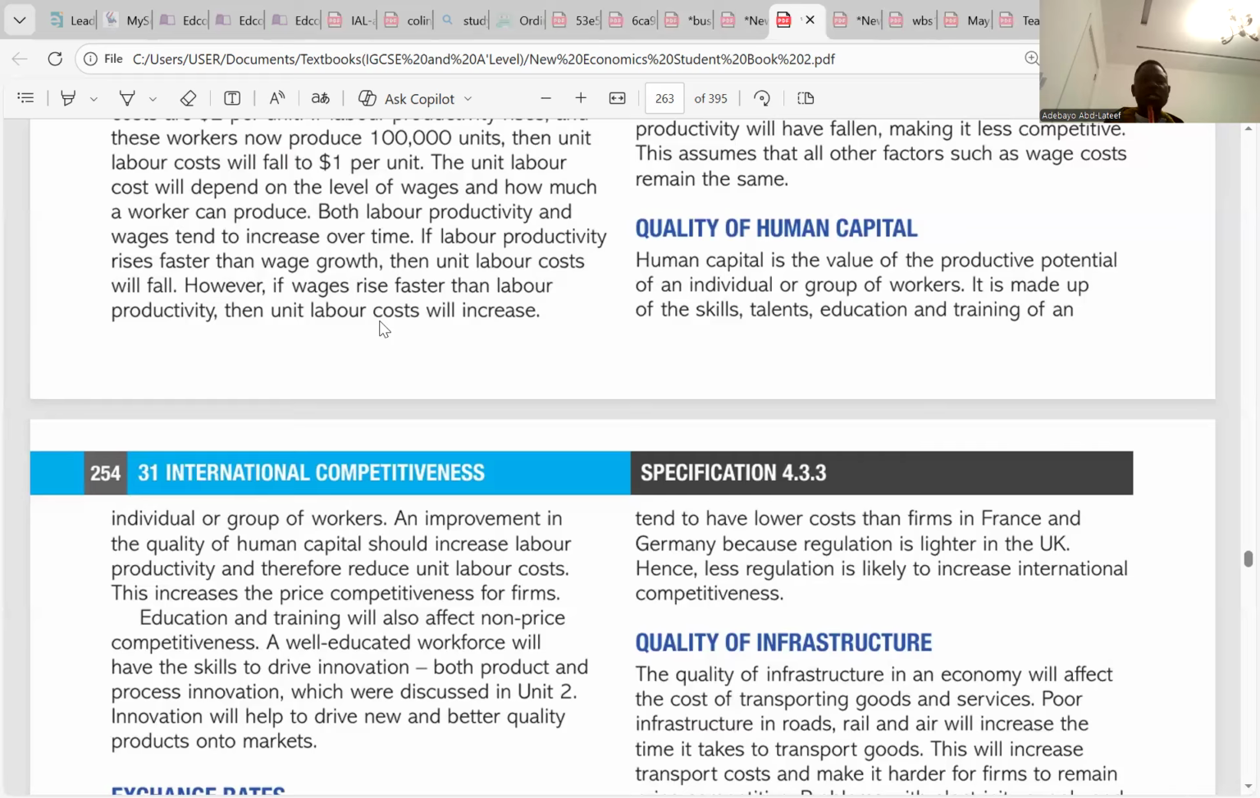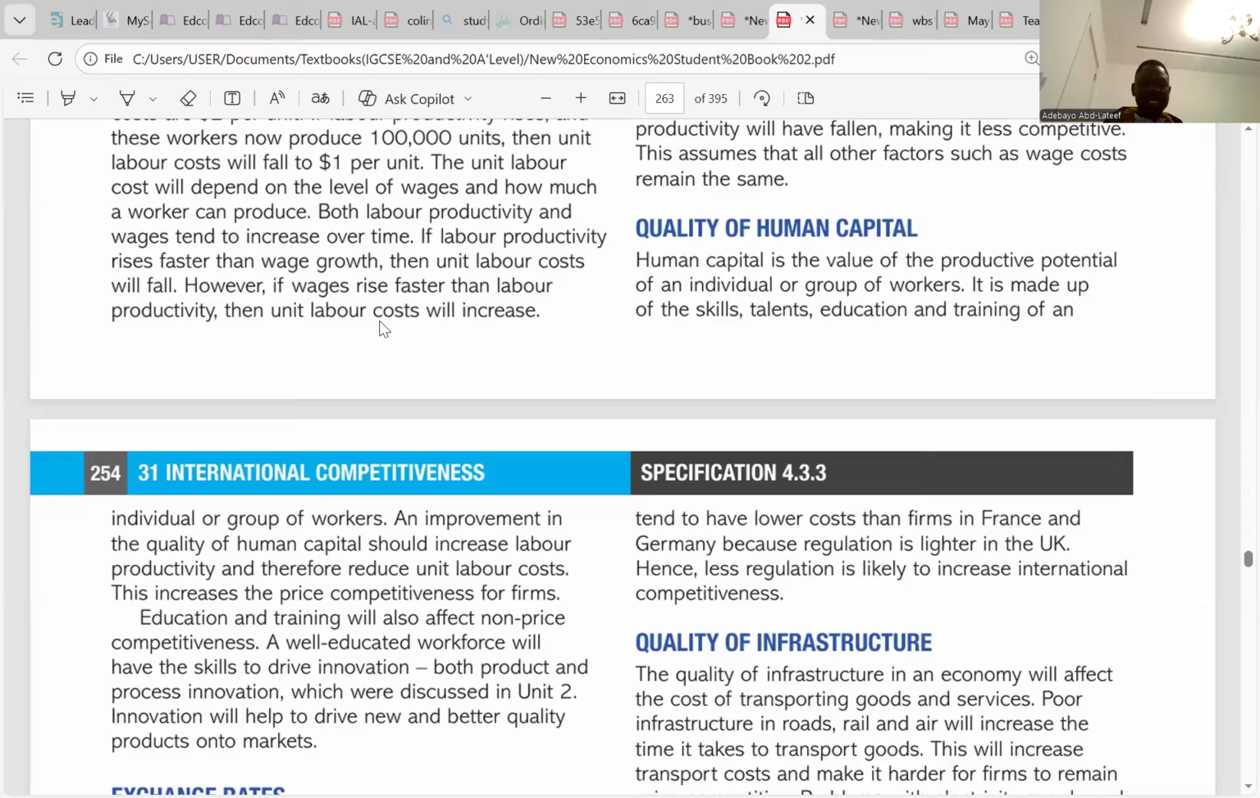Do you understand it? So the second paragraph said, education and training will also affect non-price competitiveness. A well-educated workforce will have the skills to drive innovation, both product and process innovation, which will be discussed later on in Unit 2. Innovation will help to drive new and better quality products onto markets.